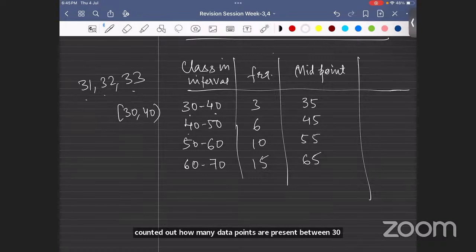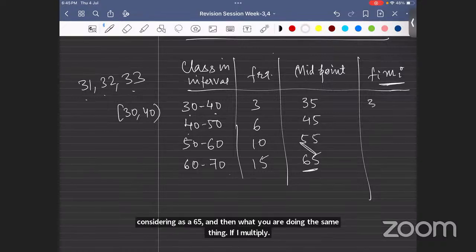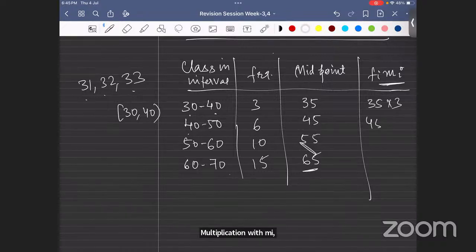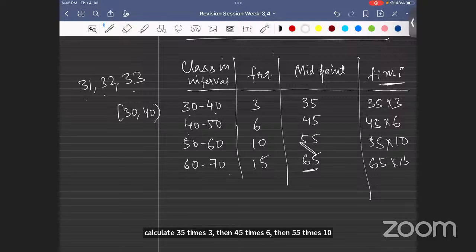Okay, and now you took the midpoint, like you considered all those data points present between 30 to 40 as 35, all those present between 40 to 50 as 45, similarly any data point present between 50 to 60 as 55, and for 60 to 70 also you are considering as 65. And then what you are doing is the same thing, fi multiplied with mi. Similarly, you will calculate 35 times 3, then 45 times 6, then 55 times 10, and then 65 times 15. You'll just add all those values and divide by the number of values that are present.